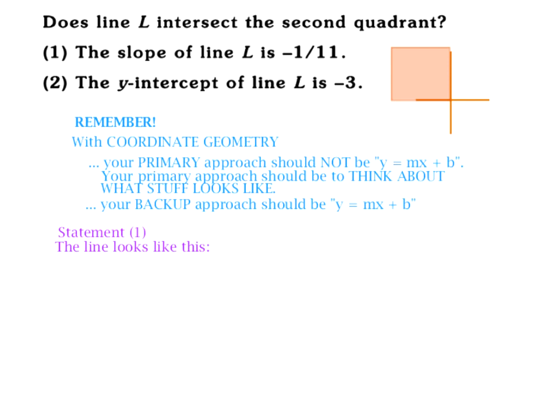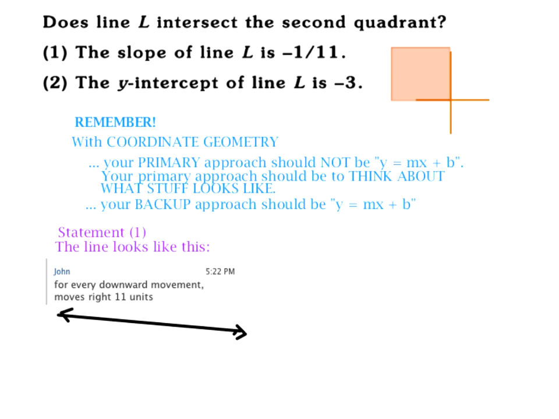So John, let's put John's summary on the board. It's hard to take screenshots of the chat box because it moves a lot. Okay, so here is John's summary: for every downward movement, it goes right 11 units, precisely. So that means, visually speaking, it looks like this. It's probably even flatter than that, to be honest, but it looks like that. And notice also that lines go on forever. So if you go down 1, then it goes over 11. For each 1 you go down, you go over by 11.